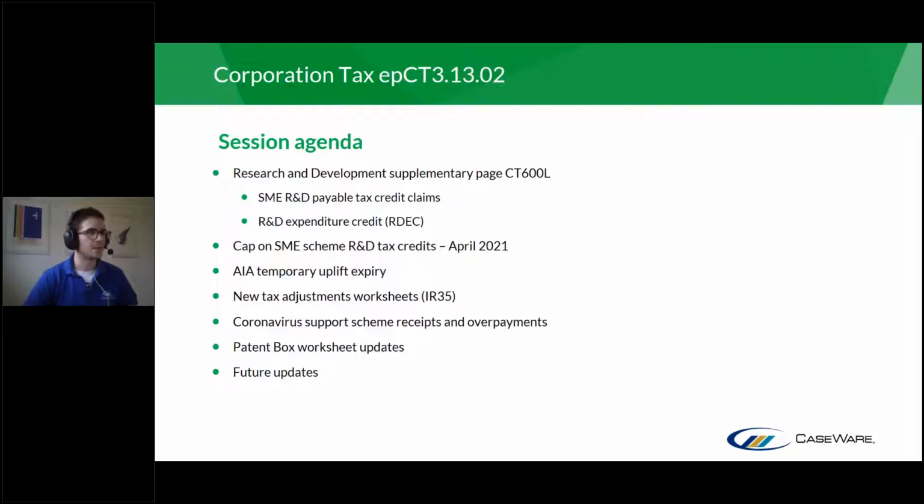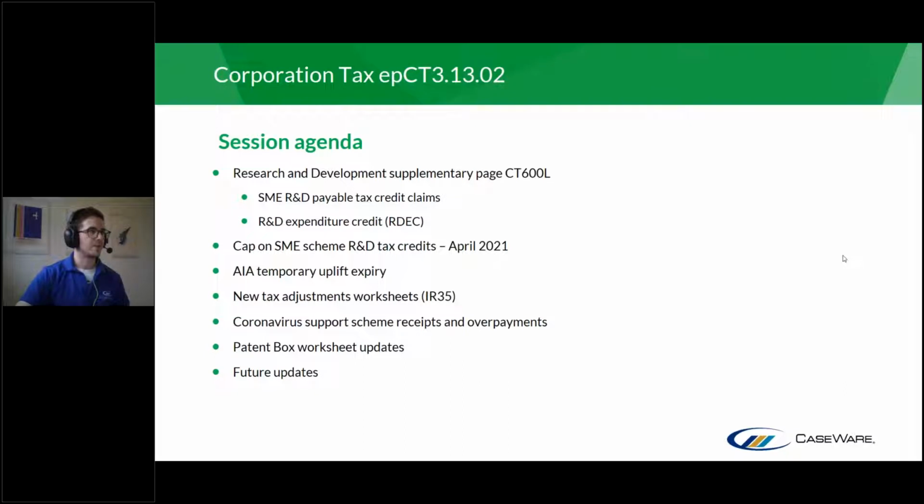So the primary piece of content in that release, other than the annual update, was the research and development supplementary page CT600L. So that's a new PDF page which is going into all returns from the 1st of April 21 that have an R&D relief claim. You don't need to include that PDF if you're making an enhanced expenditure claim only. This is for credit claims, so the SME payable credit claims and the RDEC for large companies.